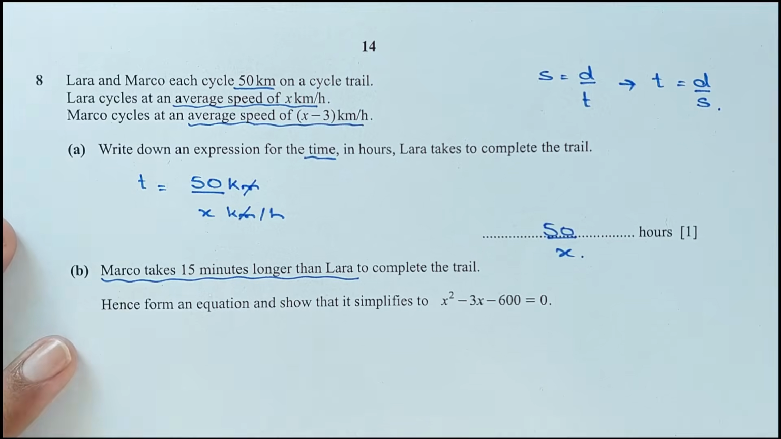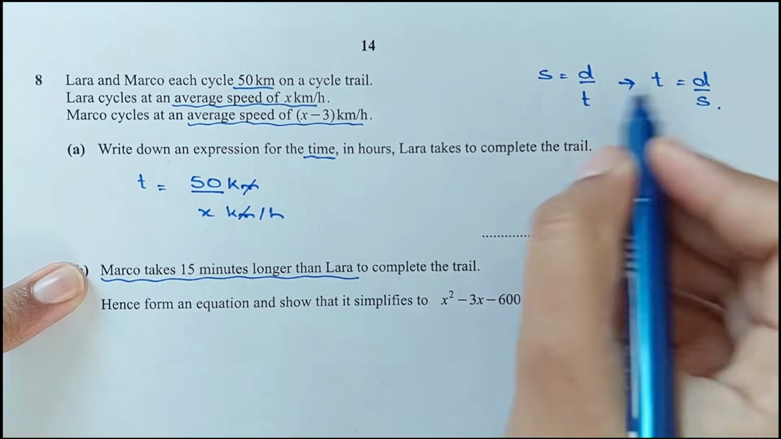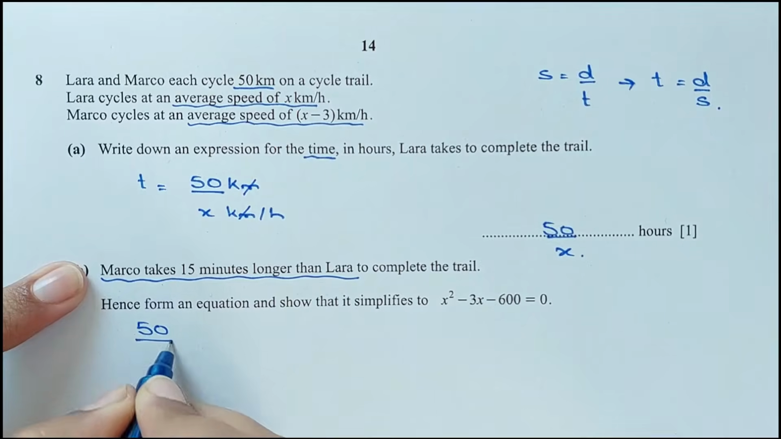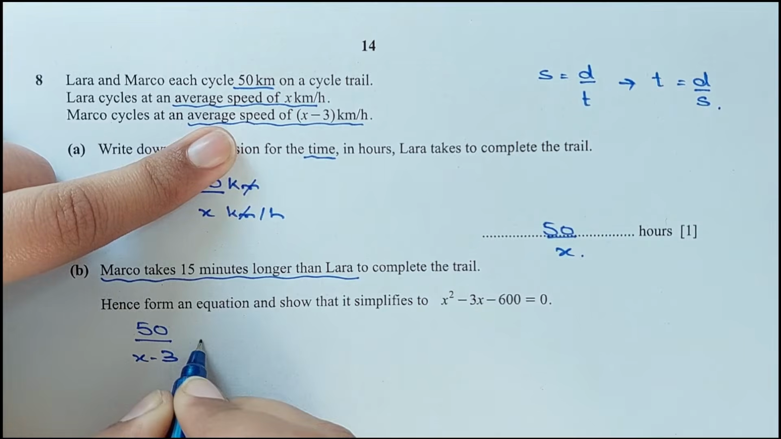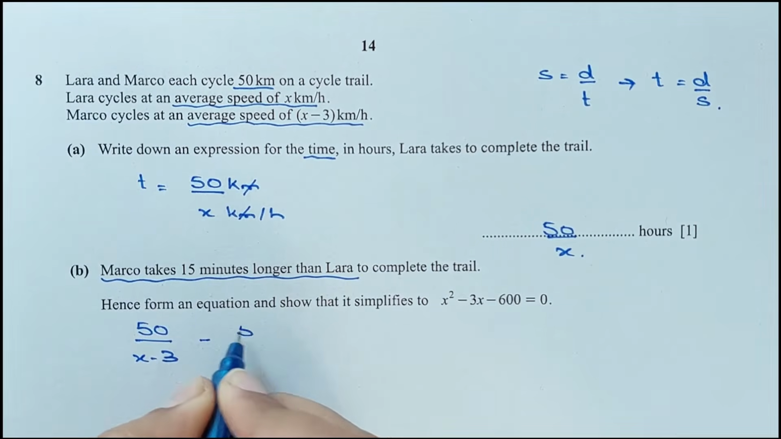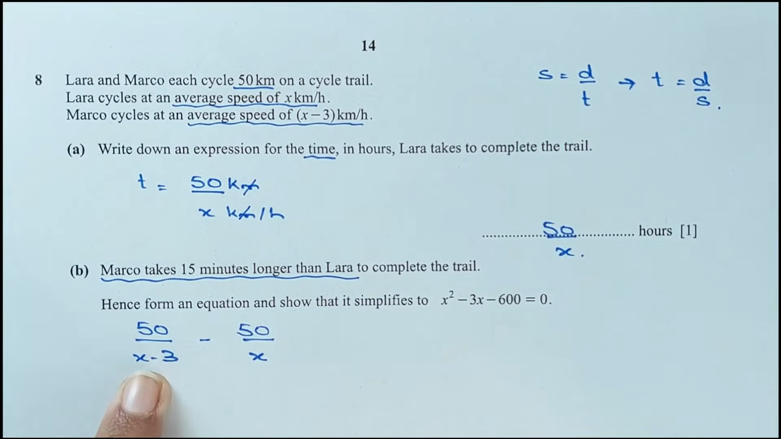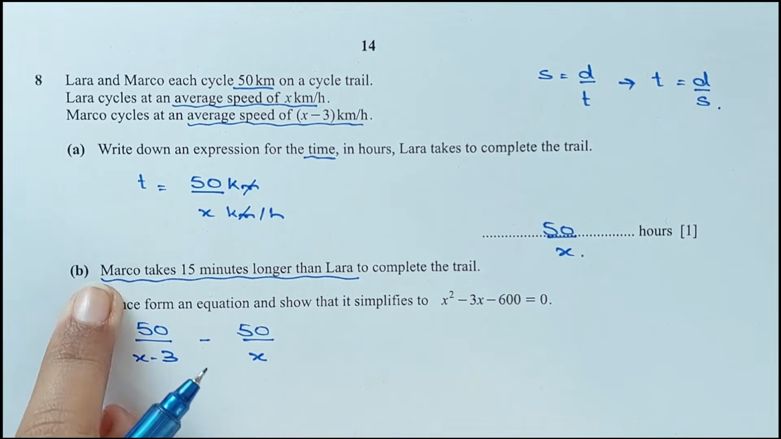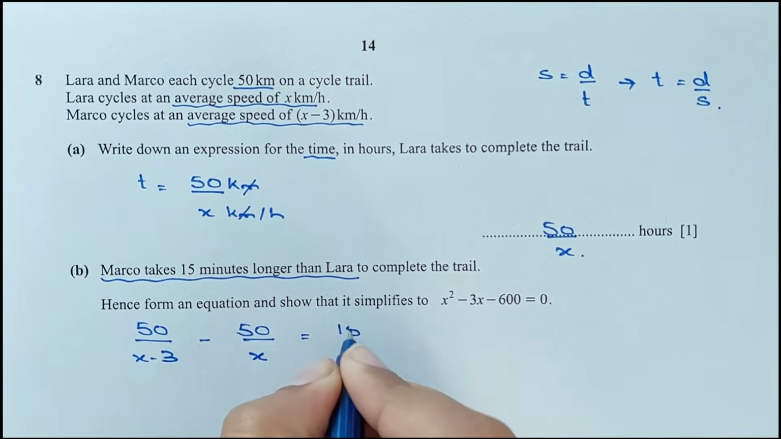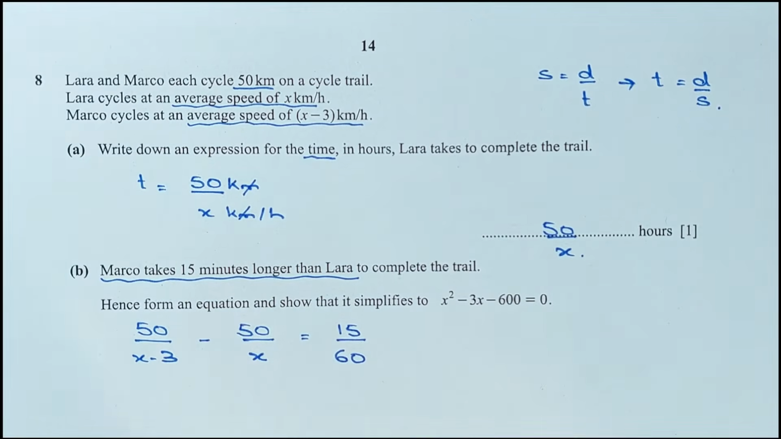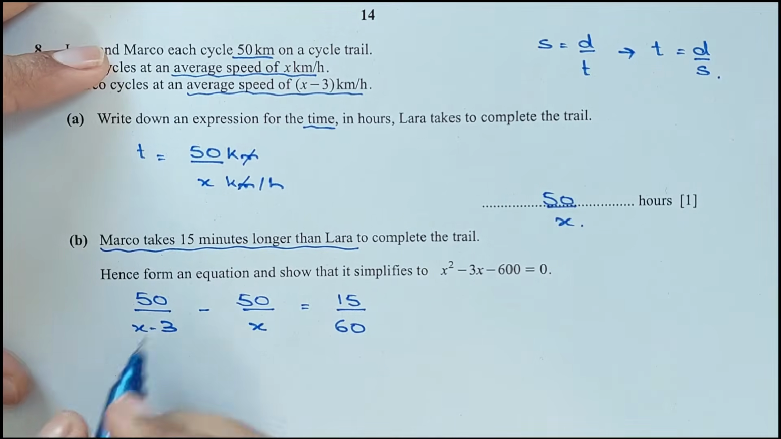So how can we make an equation for Marco and Lara? Marco's time is distance 50 over the speed for Marco, x minus 3, and its difference with Lara's time, which is 50 over x, right? This is Marco's time, this is Lara's time. Marco takes 15 minutes longer than Lara, so the time difference is 15 over 60, because 1 hour is 60 minutes. I converted 15 minutes into hours because these two are in hours, so this must be in hours too. Now let me simplify this by taking an LCM.